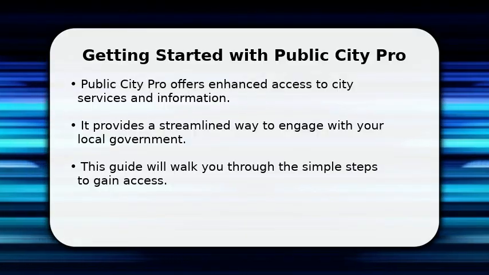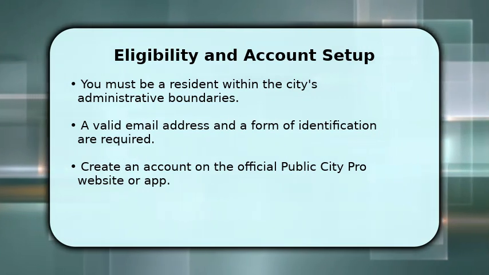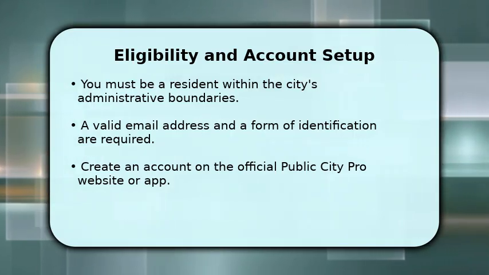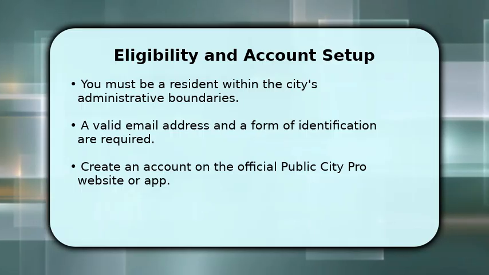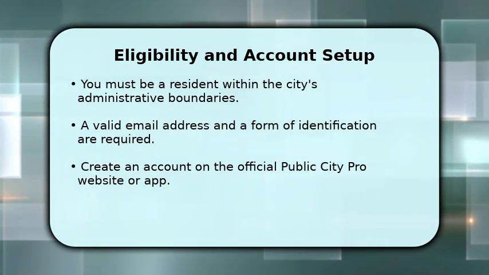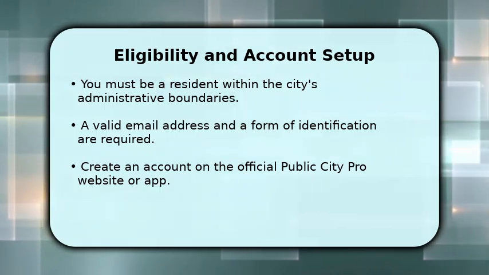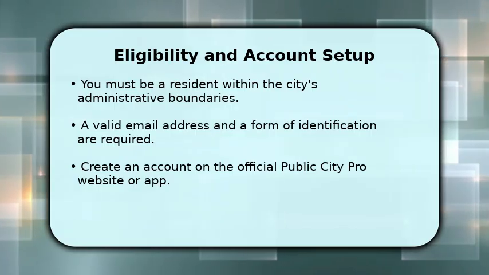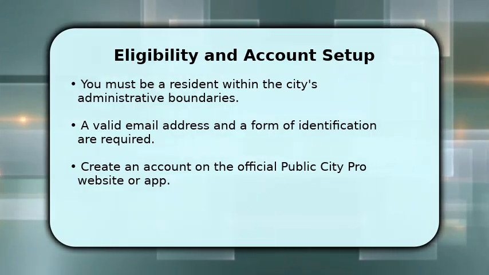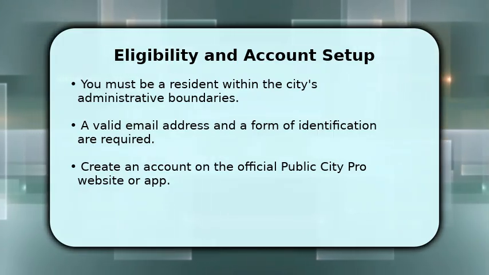To begin, ensure you meet the basic eligibility criteria. Generally, you need to be a resident within the city's administrative boundaries. You will also need a valid email address and a form of identification, such as a driver's license or state ID, for verification purposes. The first step is to create your personal account on the official Public City Pro website or through their dedicated mobile application, which takes just a few minutes.